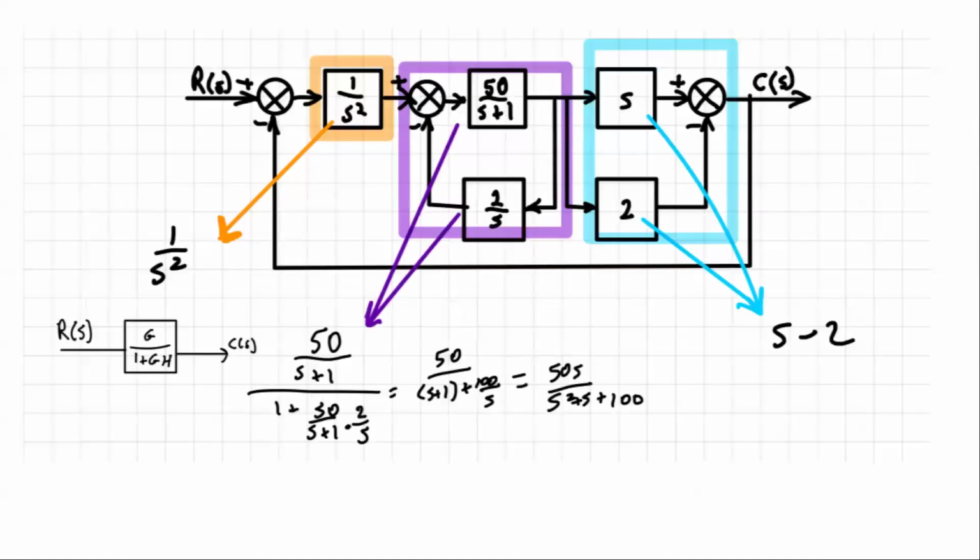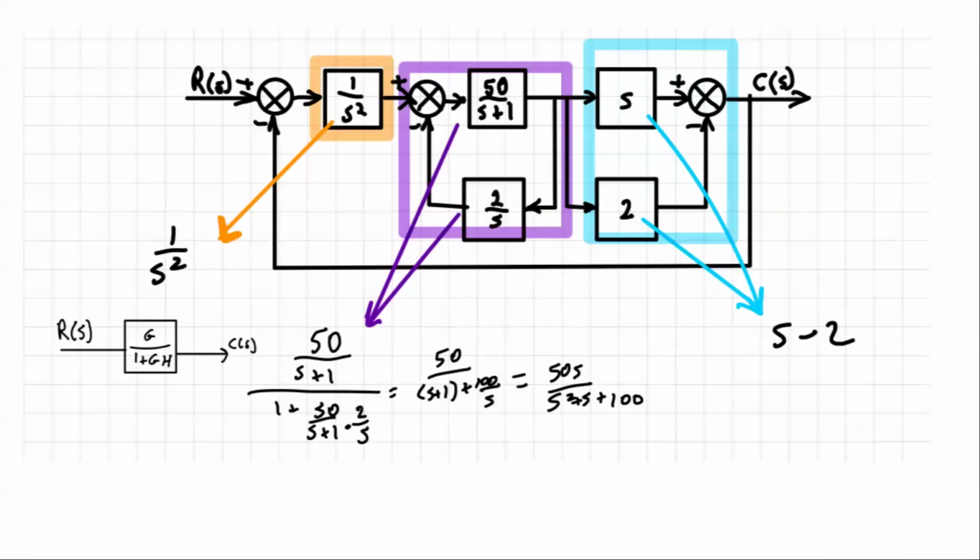And then next I use a highlighter to show three different areas of interest for this problem. The first is a block that's by itself, the 1 over s squared. We can sort of just keep that to the side until later. The next system to deal with is the one highlighted in purple. We have two blocks here, one being 50 over the quantity of s plus 1, and the second being 2 over s.